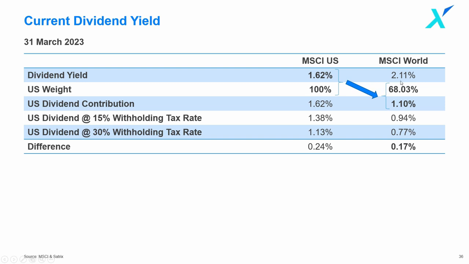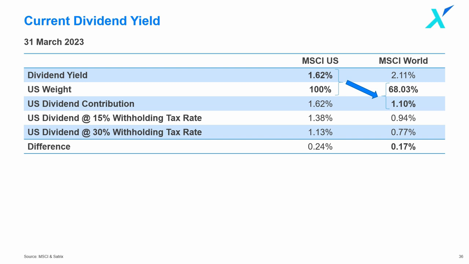Now, if you're tracking MSCI World, obviously the dividend yield is a bit higher, but the US only now makes up 68% of MSCI World. So we're just going to work on this dividend yield within MSCI World. So there it's 1.1% that it contributes. At 15%, that would translate to 94 basis points. At 30%, it would only be 77. So the difference there is 17 basis points. So this is the difference in performance on a total return basis that a fund could deliver, depending on whether it's tax efficient or not, whether it's harvesting this lower withholding tax rate or not.